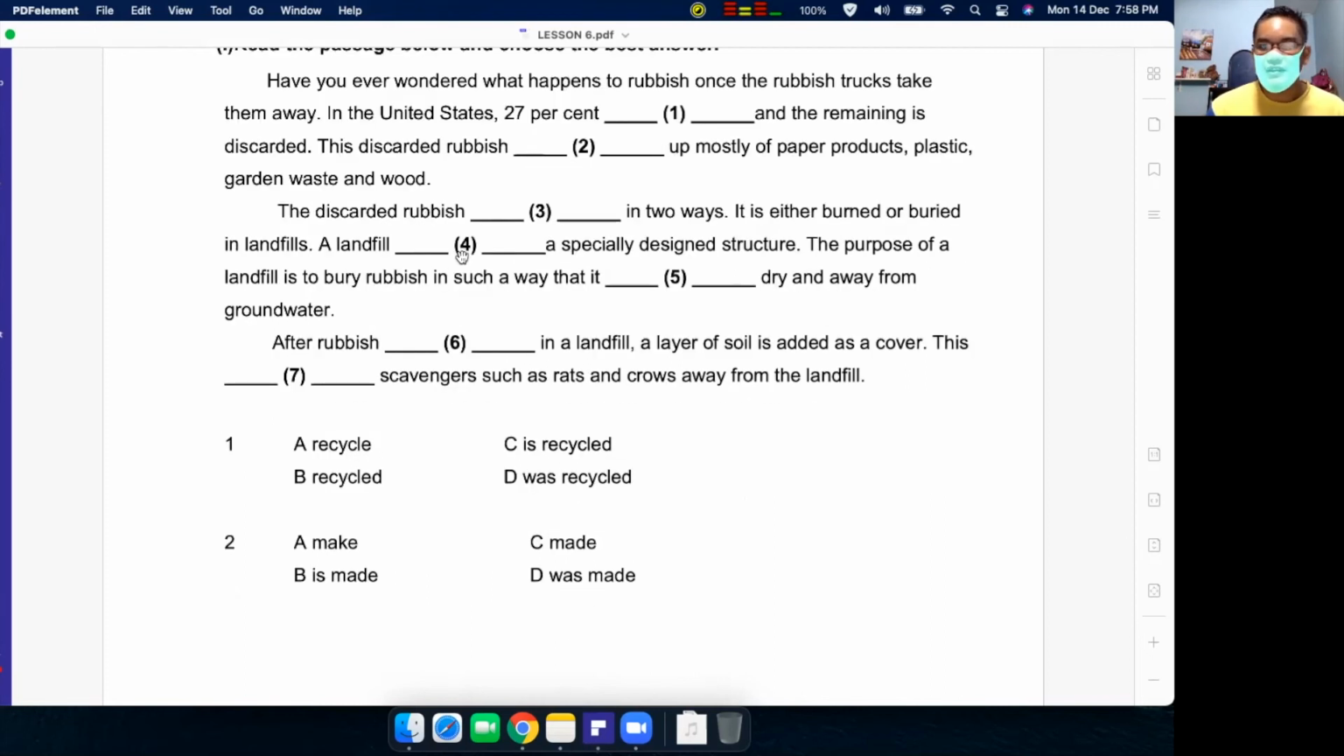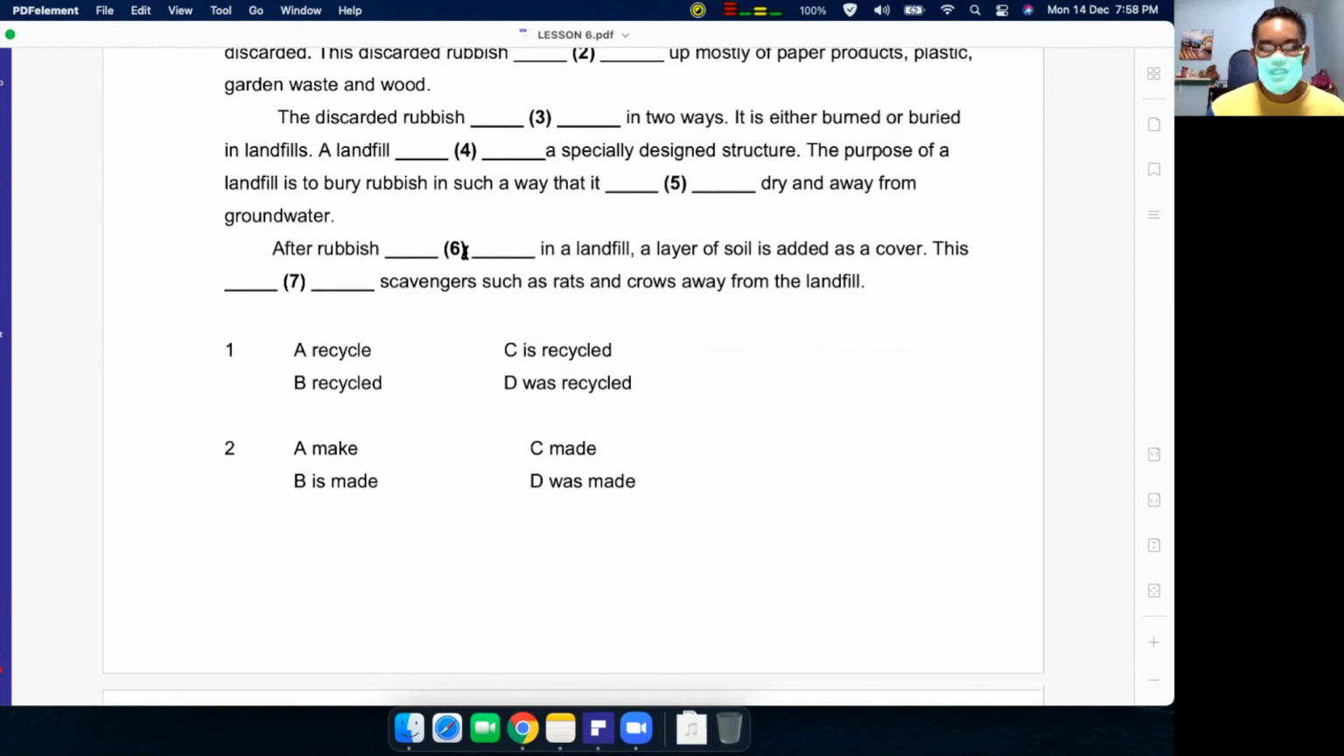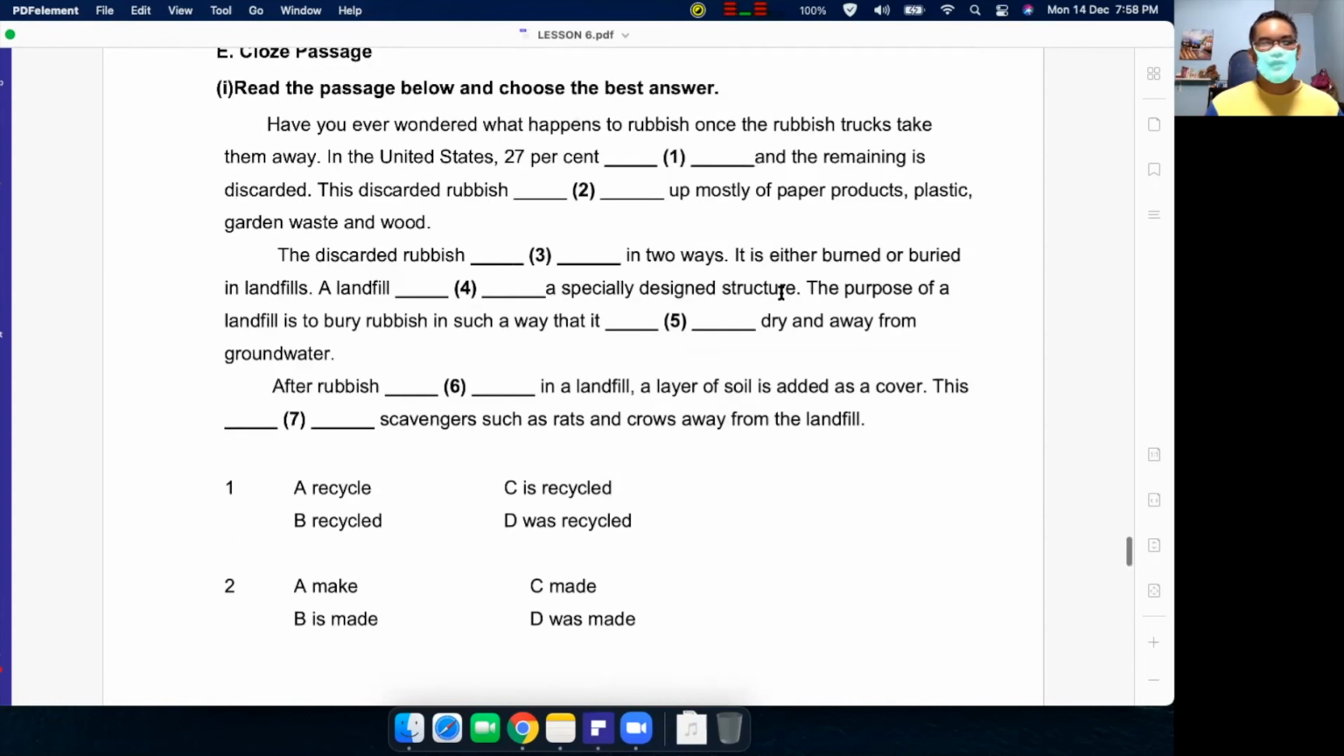A landfill, number 4, a specially designed structure. The purpose of a landfill is to bury rubbish in such a way that it, number 5, dry and away from groundwater. After rubbish, number 6, in a landfill, a layer of soil is added as cover. This, number 7, scavengers such as rats and crows away from the landfill.